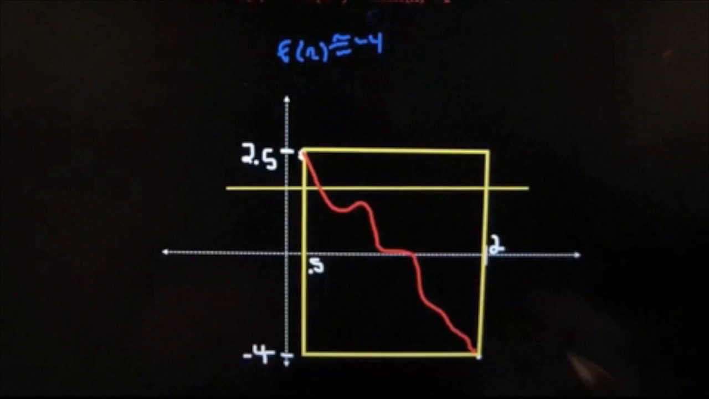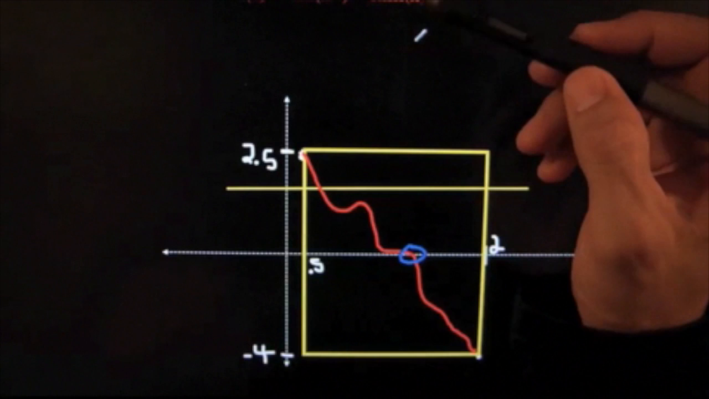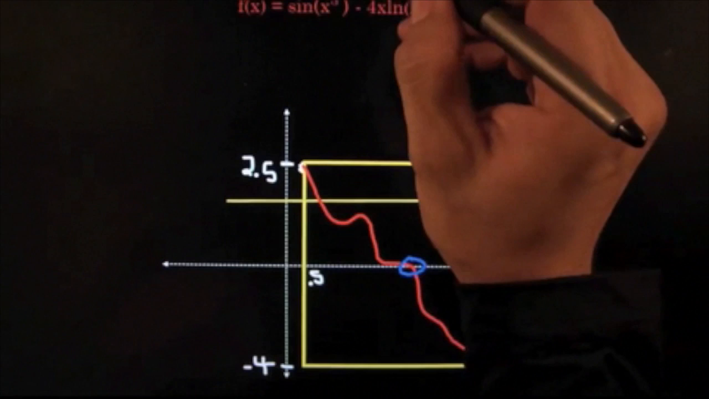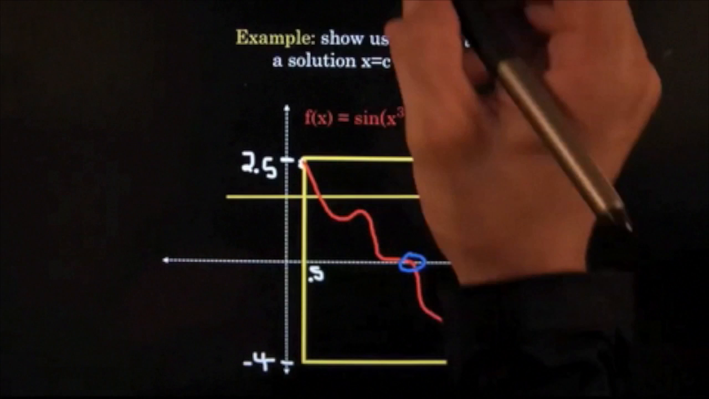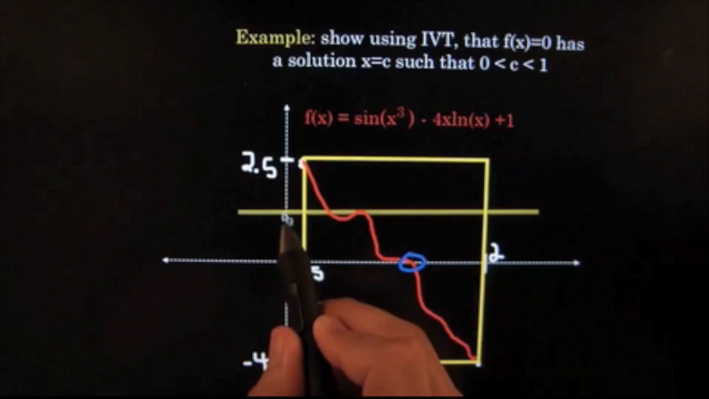And so what does that tell you? It tells you that somewhere between 0.5 and 2, you've got to have a root. It doesn't tell you how to find it, but since it's continuous, by the way, it might take a little bit of thinking to see why that's continuous. But it is. And the IVT says, hey, I could choose any number you want up here. As long as it's below the 2.5, there's a solution to it between 0.5 and 2.